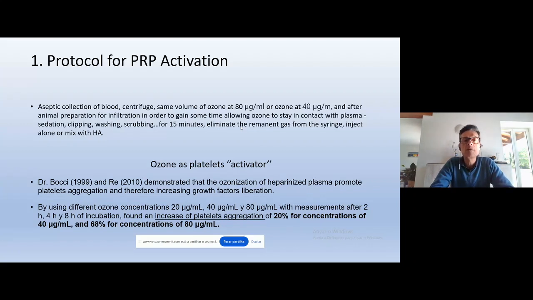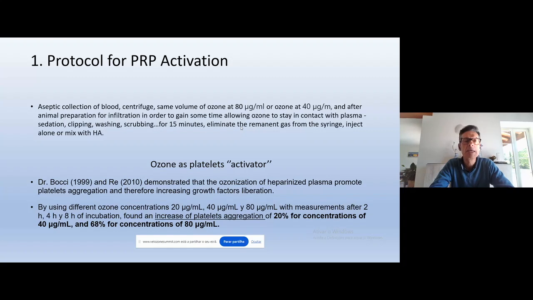I do this based on the studies of Bocci and Re, who first discovered that the contact of heparinized plasma with ozone promotes platelet segregation and therefore increases the growth factors. And Bocci published some results with incubation. At the moment, we are not doing incubation for practical reasons.